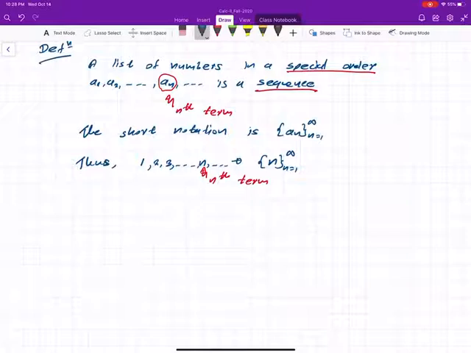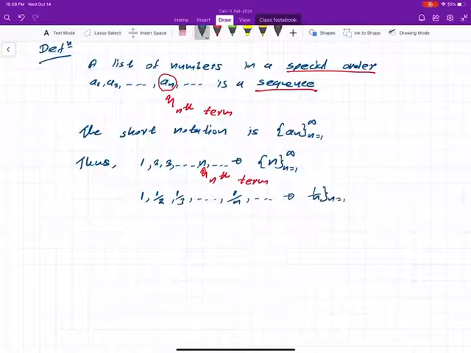Then let's consider the next sequence: 1, 1/2, 1/3, ... The n-th term is actually 1/n. So the short notation of this one is {1/n}, n goes from 1 to infinity. So these are the two short notations.